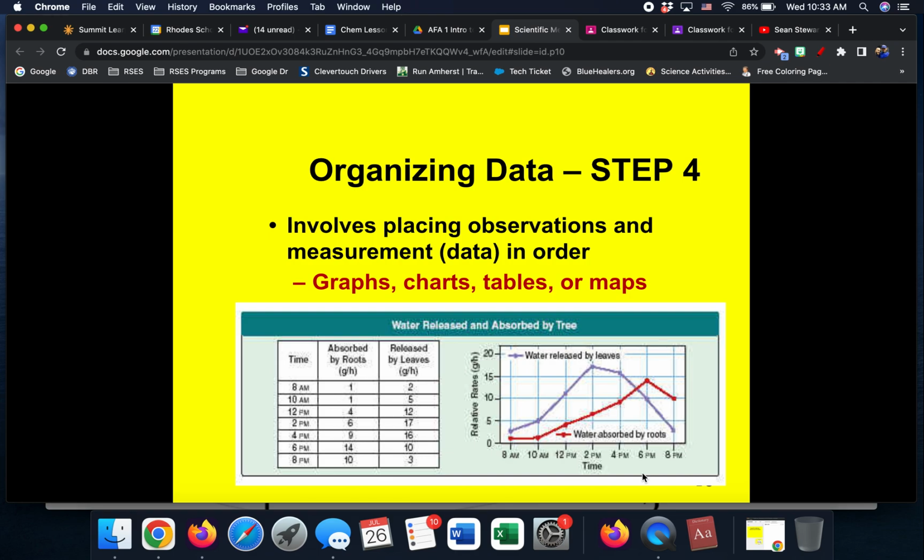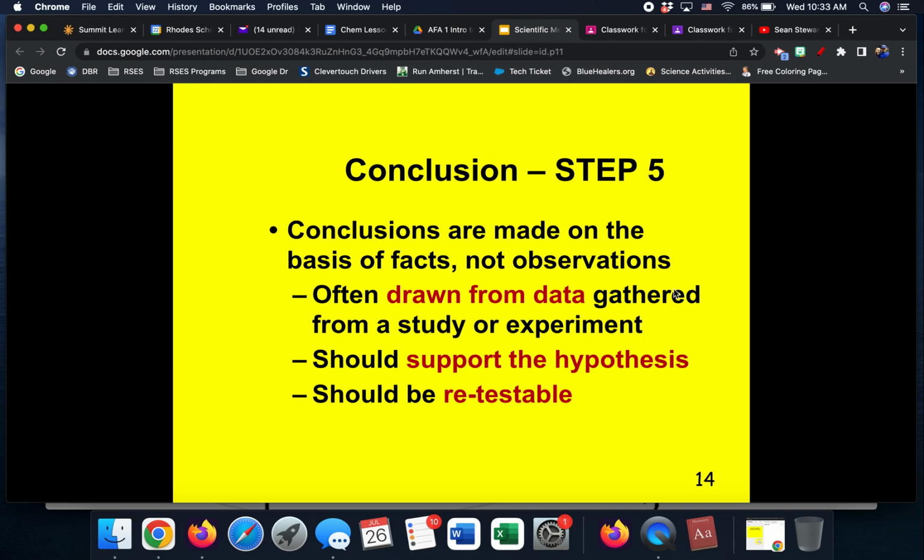Step 4, after we've done our experiment, we have to organize our data. We're going to put those pieces of data that we've collected into graphs, charts, tables, or maps, which we'll be doing a lot of this school year. Step 5, from the data that we've organized and collected, we draw conclusions. Remember, they're based on facts, not observations. They're drawn from data. They should support the hypothesis or not, but they should definitely be retestable.